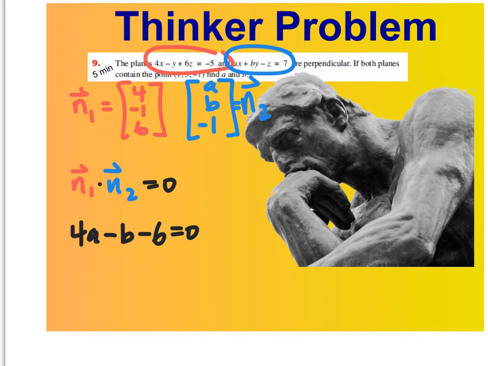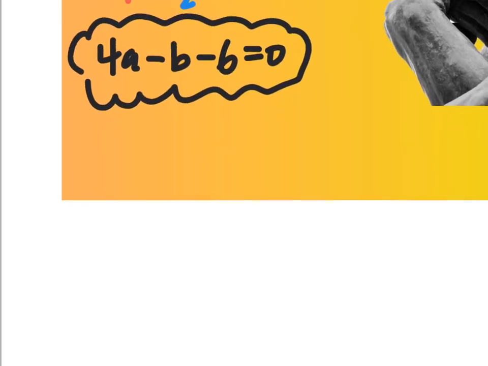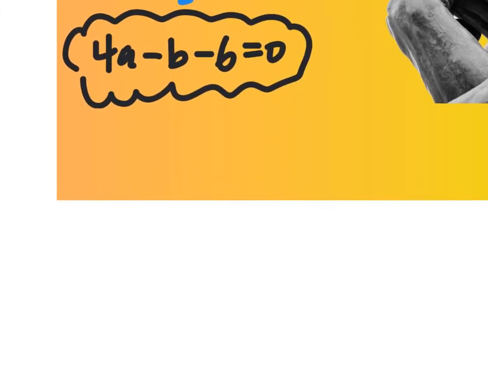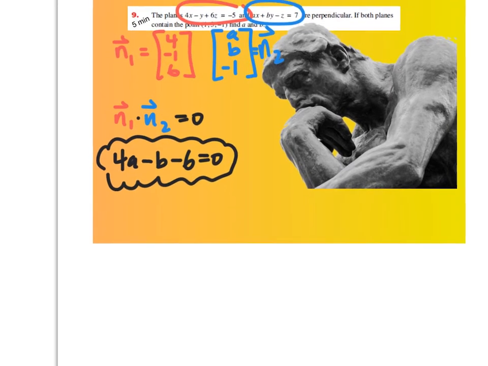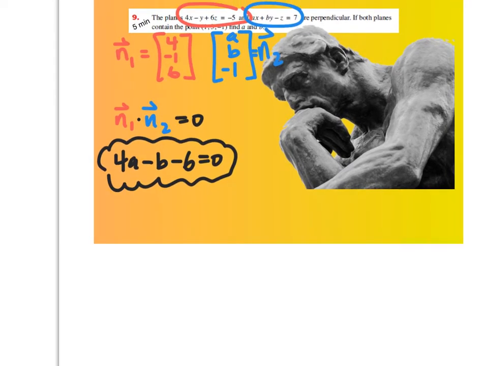Now we're almost there. We're going to have to do a little bit of work because that's two variables. If I know that 1, 3, negative 1 is a point on both of those planes, then what I can do is plug 1, 3, negative 1 into both of them. So let's do it for the first: 4x minus y plus 6z equals negative 5.